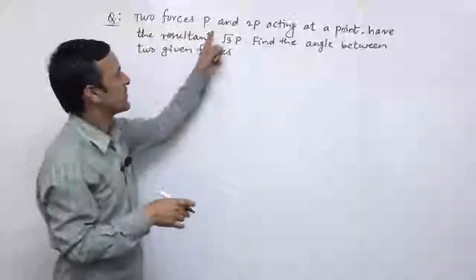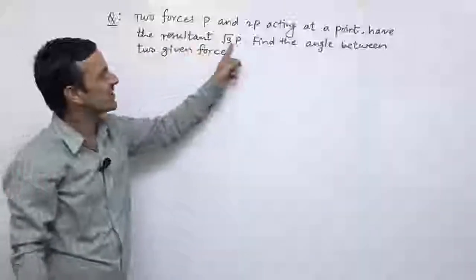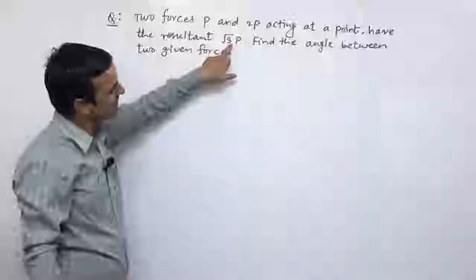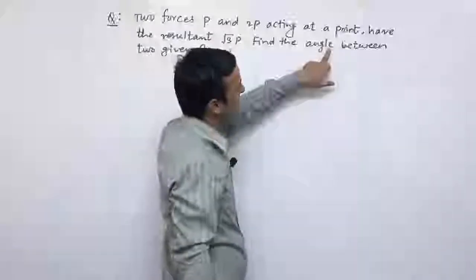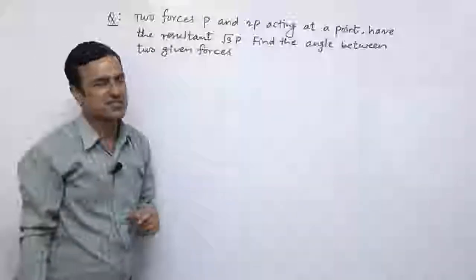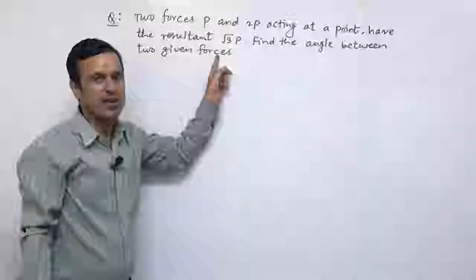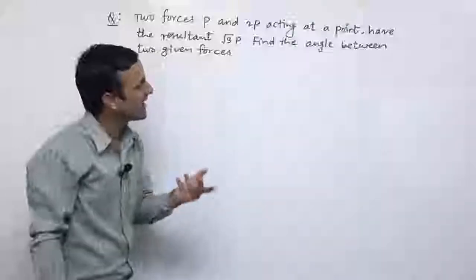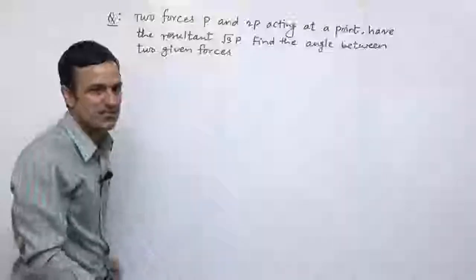Like P and Q forces, here we have P and 2P forces acting at the same point O, and they have this resultant R. Root 3P is the resultant. So find the angle. The angle is to be found, it is not given. So find the angle between the two given forces. The angle between two forces is always denoted by alpha. So we are going to find the value of alpha. At what angle these two forces are acting at the same point. So this is the question.